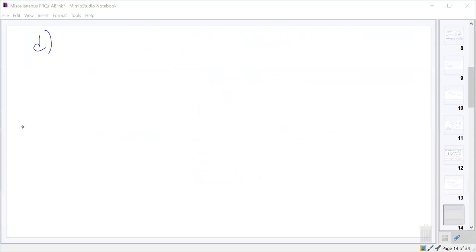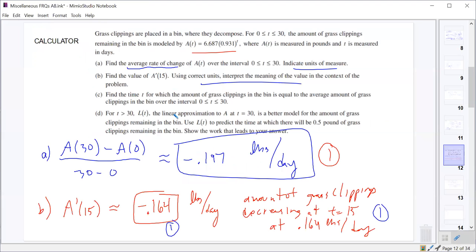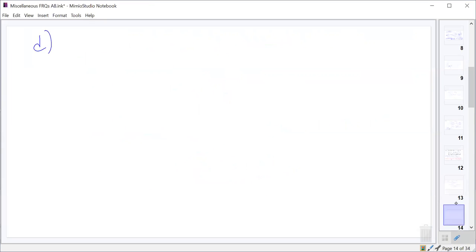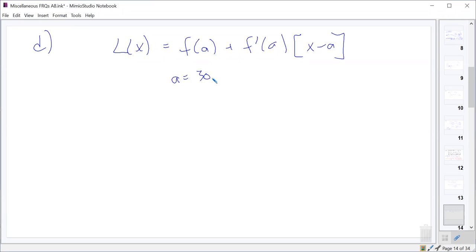All right, part D. Part D said that the linearization at 30 is a better model for the amount remaining in the bin after 30. So we've got to remember, what is a linearization? Just in general, the linearization formula, L of X, is F of A plus F prime of A times X minus A. That's your linearization formula that you need to know. For our purposes, A is 30. So our linearization here should be A of 30 minus A prime of 30 times the T value that we're looking for, minus 30.